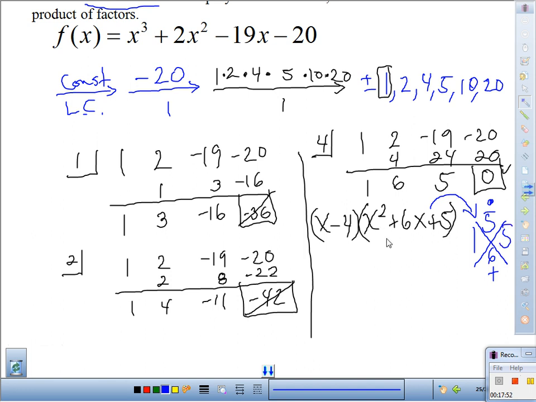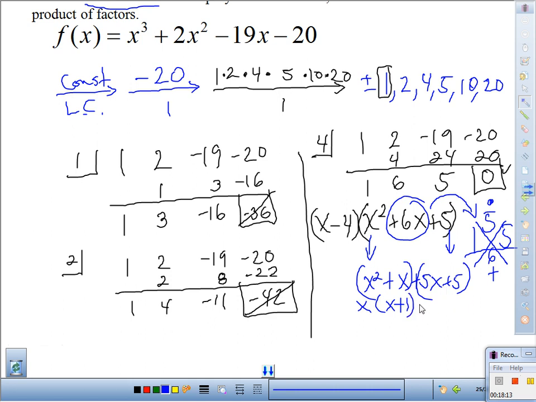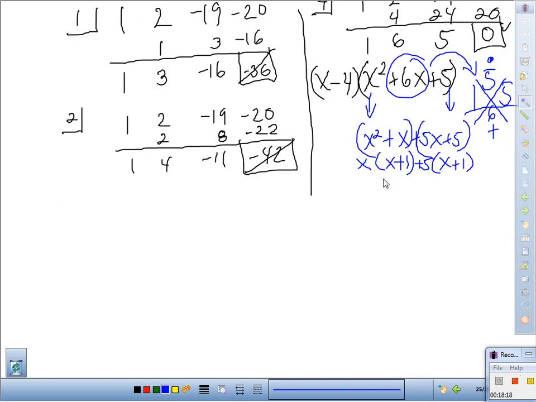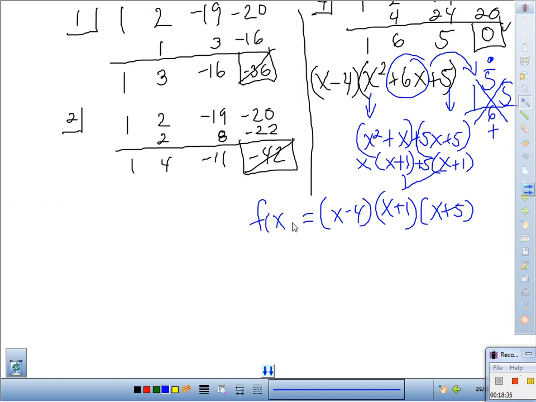So I'm going to rewrite this. Bring down the first term, x squared. Instead of 6x, what do I write? 1x plus 5x. And then bring down the last term, which is 5. All right, group. GCF here is x. I'm left with x plus 1. GCF here is 5. I'm left with x plus 1. All right, so what is the same here and here? X plus 1. What's left? X plus 5. And what's our other? X minus 4. And all that equals f of x.